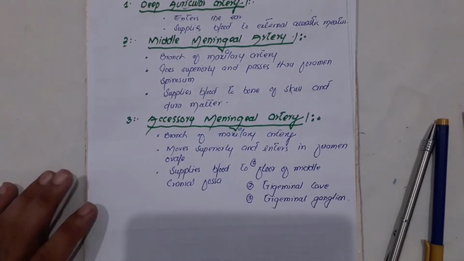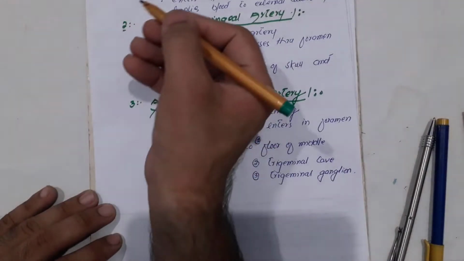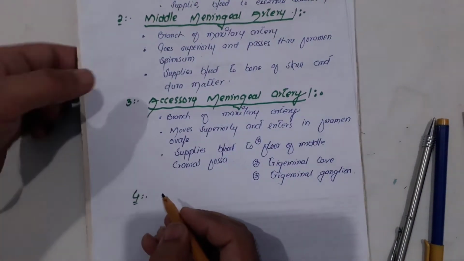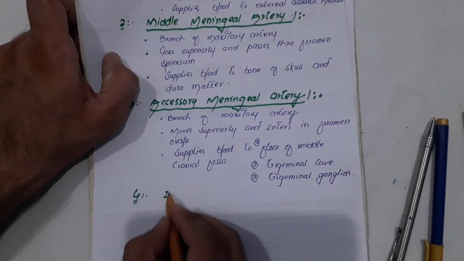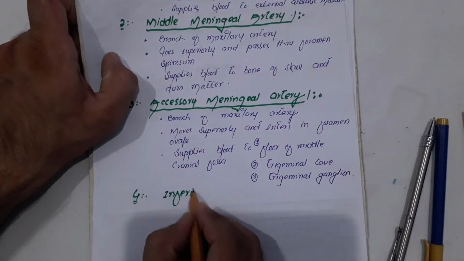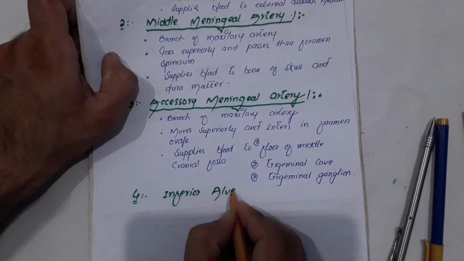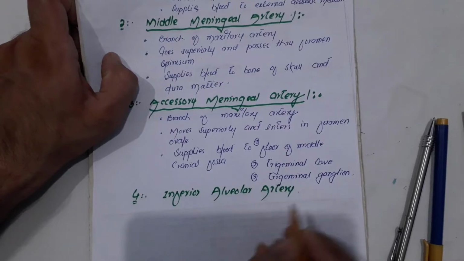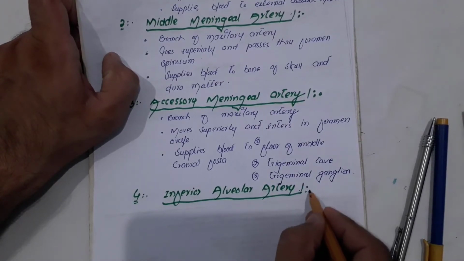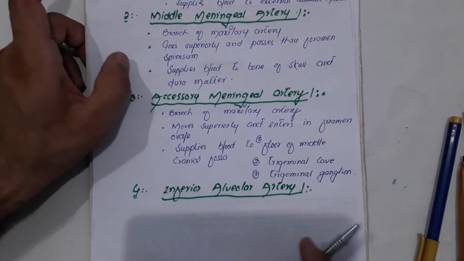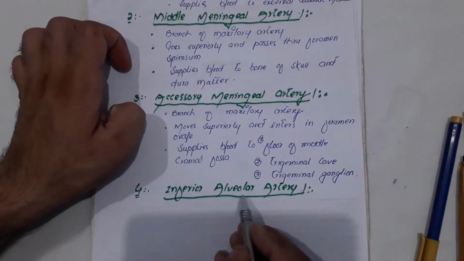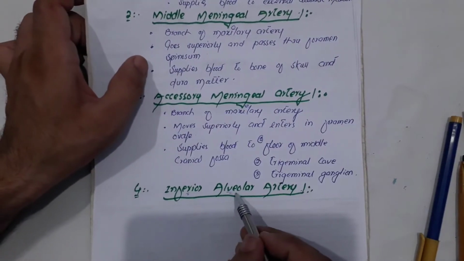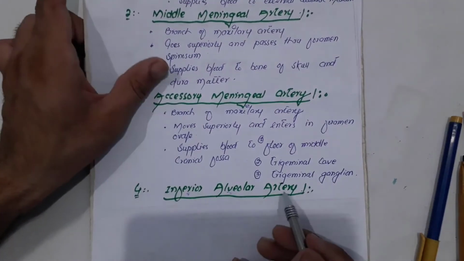Then the fourth artery which arises from the maxillary artery is the inferior alveolar artery, right? Clear friends? This is the fourth branch which arises from the maxillary artery. Inferior alveolar. Inferior means lower. Alveolar refers to the lower jaw. You can say lower jaw, right?